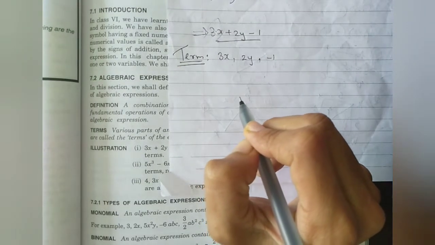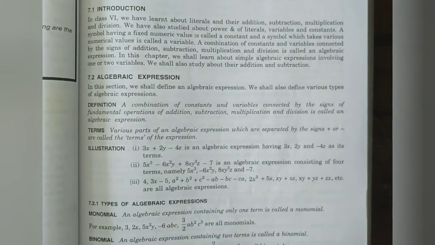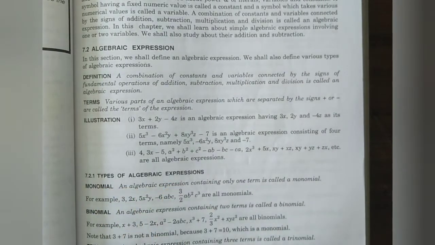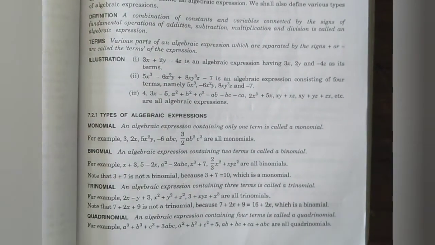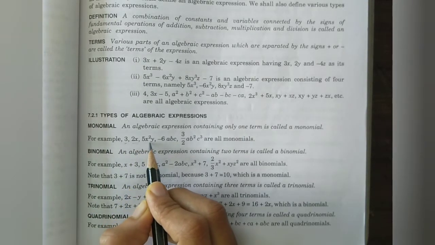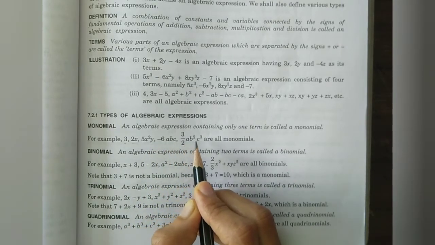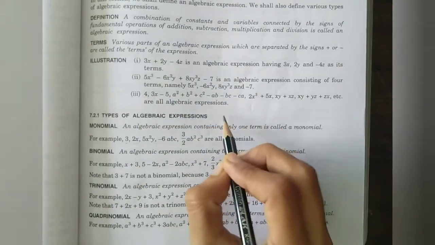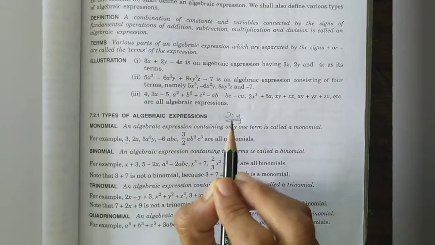Now so many types of algebraic expressions are there. See, types of algebraic expression. First it is monomial. Monomial means only one term contained. For example, 3, 2x, 5x square, x square y, minus 6abc, 3 by 2a, b square, c square are all monomial. If you are given your expression in this form 2xy, this is called monomial, only one term contained.